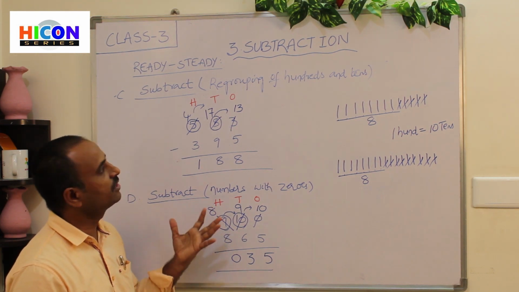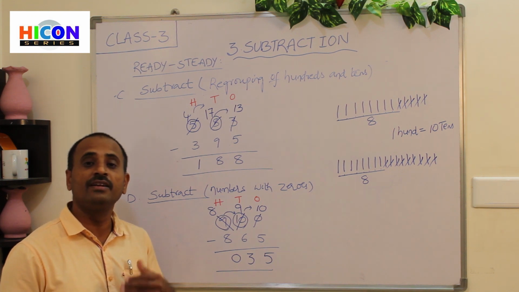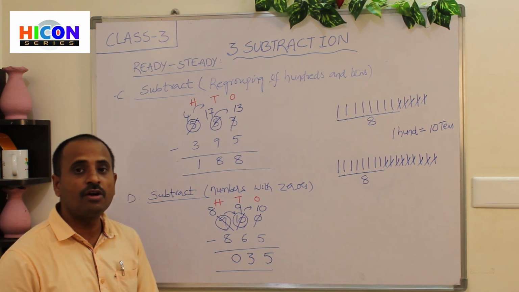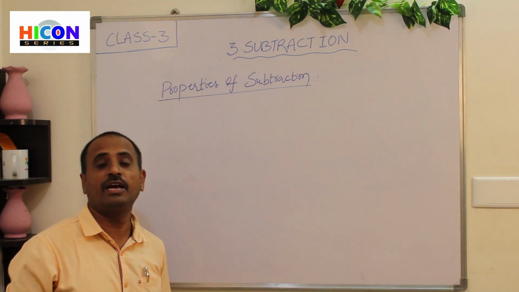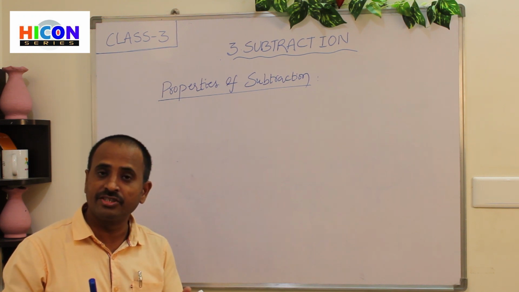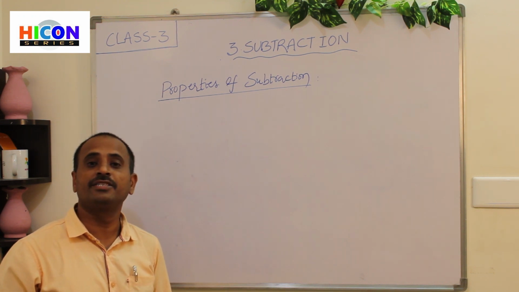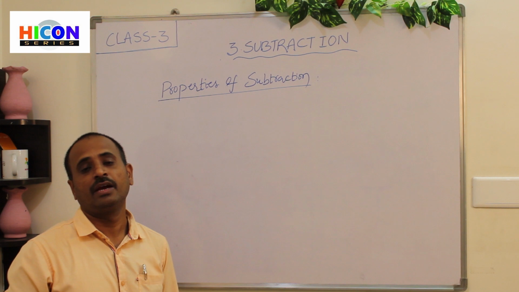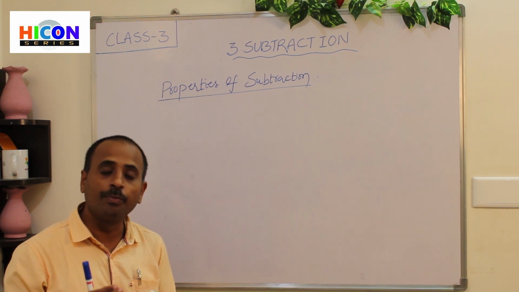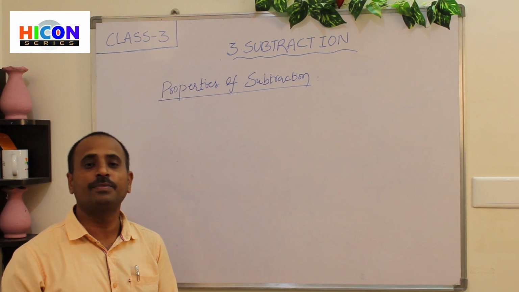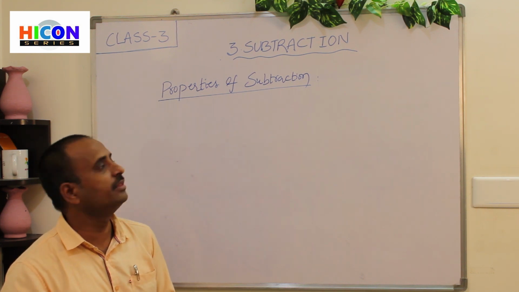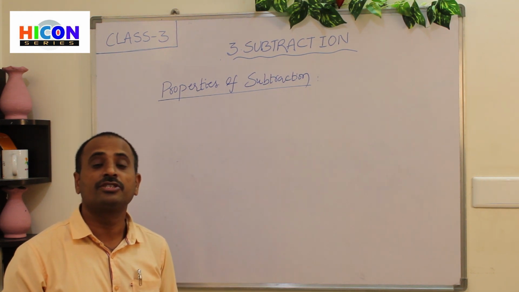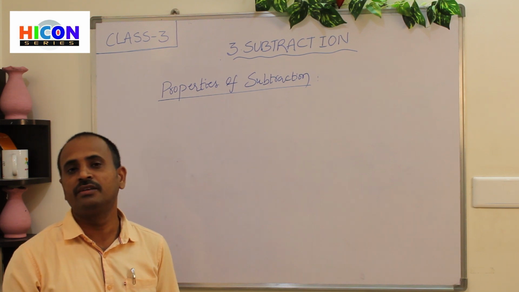So children, these are the 4 types of subtractions you have already learnt in the second class. Now we will practice the subtraction of 4-digit numbers. Up to now we have discussed the part ready and steady. In that part we have practiced some subtraction of 3-digit numbers without regrouping, regrouping of tens, regrouping of tens and hundreds, and subtraction with zeros. The next topic in this chapter is properties of subtraction, also called subtraction facts. You have already learned this in the second class.